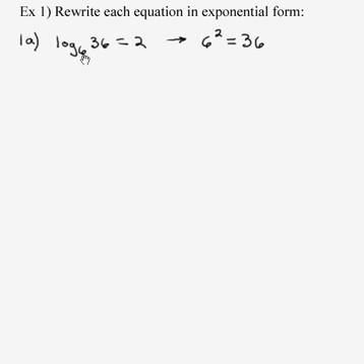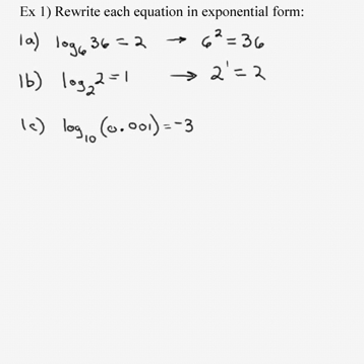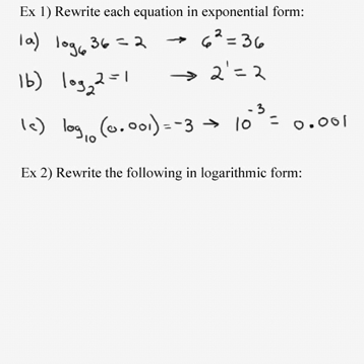So this is saying 6 to the second power equals 36. True statement. This is going to say 2 to the first power equals 2. A true statement. This one's going to say 10 to the -3rd power is 1/1000th. Because we have our tens, hundreds, 1000s place. So 1 over 10 cubed is 1 over 1000. So again, we're practicing rewriting logs as exponents.